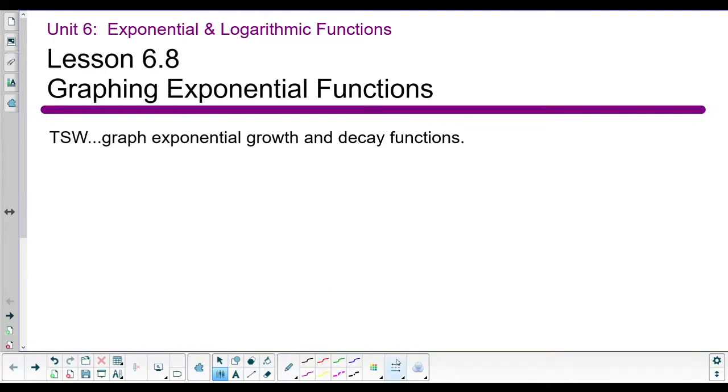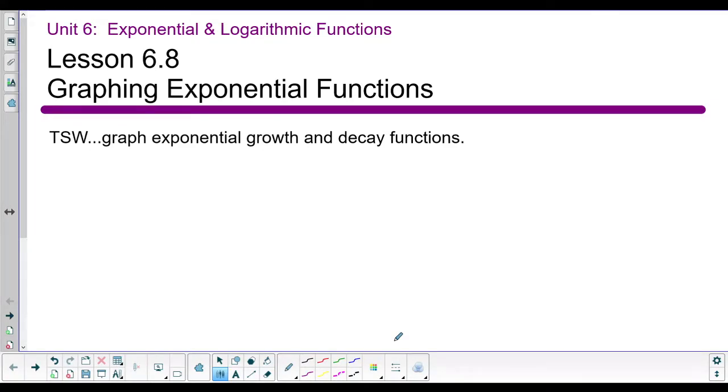I hope they're not going to be too bad for us because mostly what we're going to be doing today is describing the transformations of the graph from the parent function based on the equation and by looking at the graph. Honestly, it's not even going to be a transformation. It's going to be just the key features like intercepts, increasing, decreasing, end behavior, domain, range, things like that.